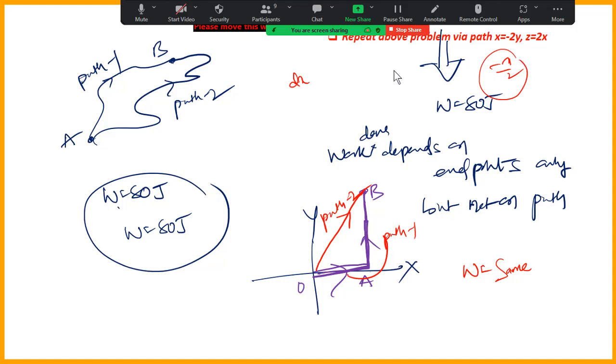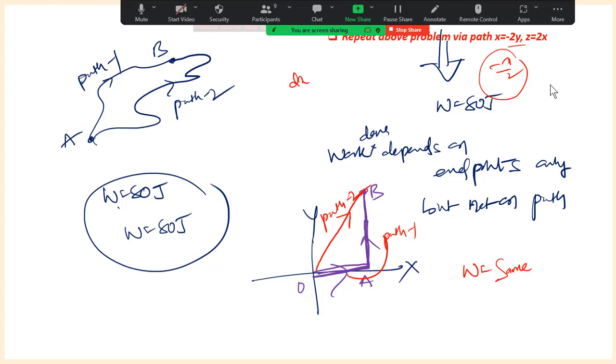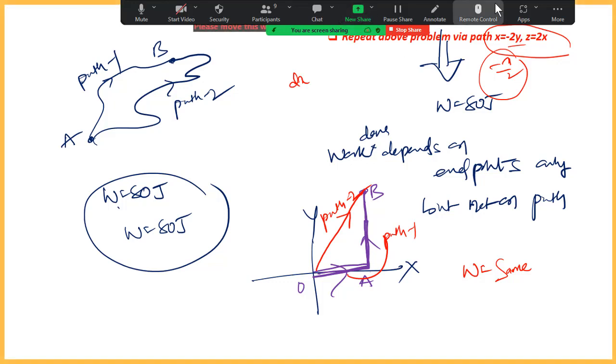When you want everything in y terms, wherever x is there, you can write minus 2y. Wherever z is there, first write 2x, and x can be written as minus 2y. Everything can be converted into y terms. If you need only z terms, everything can be converted into z terms using these relations, and you can calculate the integral so that you can calculate the work done. The same 80 joules only you will get. In this way you can do the work done problems.